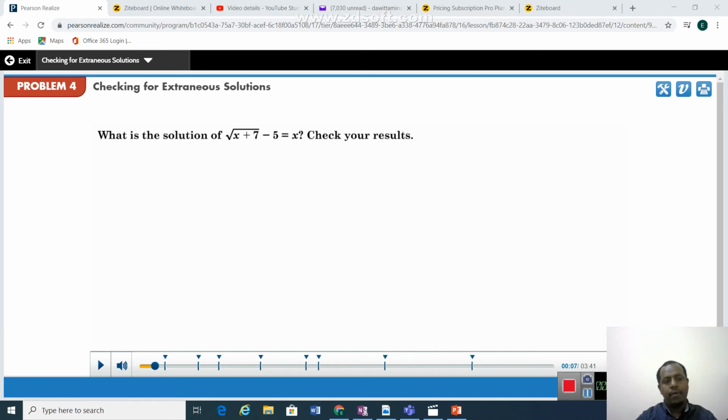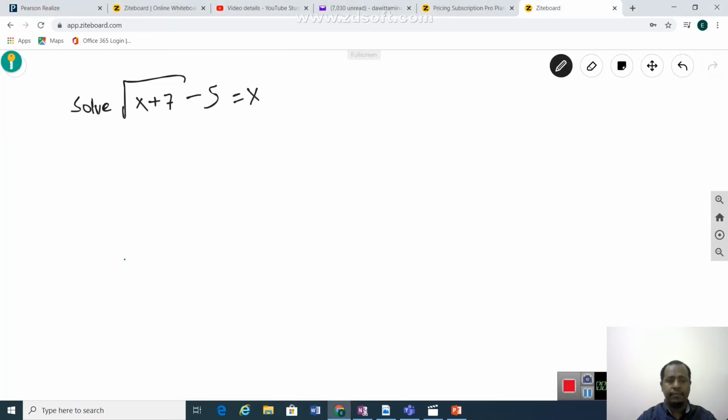Okay, on problem 4, you are asked to check for extraneous solution. What is the solution of the square root of x plus 7 minus 5 is equal to x? And check your result. So let's solve this one and let's see what we are going to get. So first I'm going to solve the square root of x plus 7 minus 5 is equal to x. What do you think will be the first step to solve this problem?